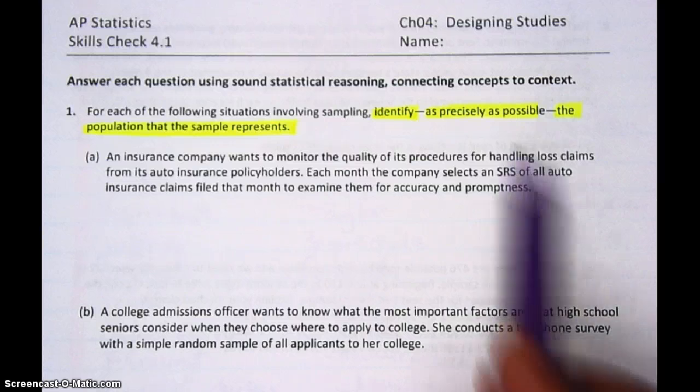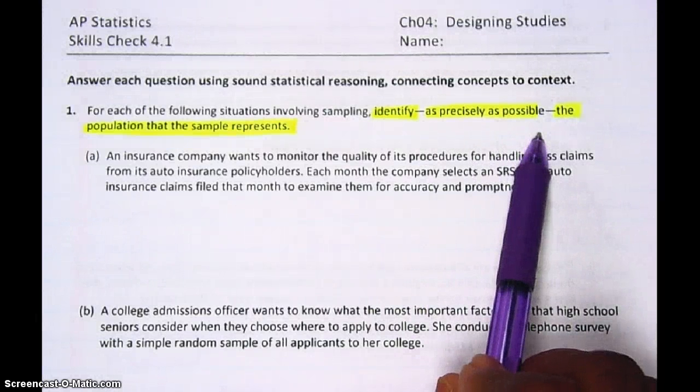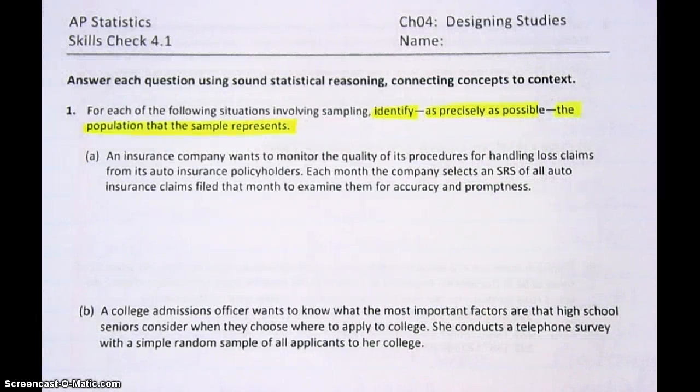I think this phrase, "as precisely as possible," made some of us think that we really had to be detailed about this. And you do, but you don't want to give too much detail or start to insert characteristics of the population that may not be so. So let's take a look at the first one.